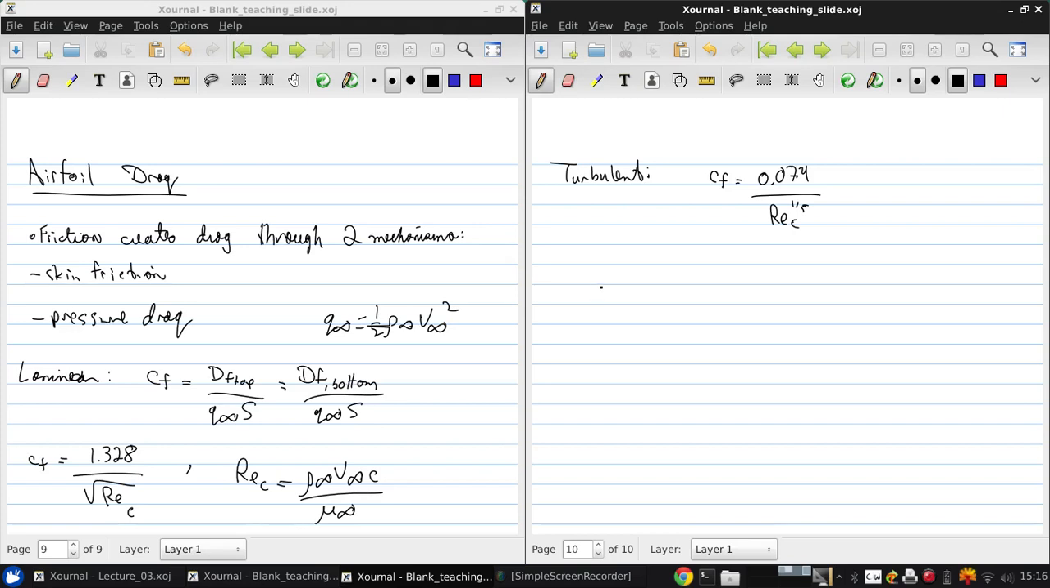Pressure drag is caused by flow separation. So that's about all we can say about skin friction. Let's move on to pressure drag. Basically, how important that flow separation is and the pressure drag that results from it depends on the flow condition. So basically, we need to determine if the flow is separated or if it's not. If it's not, pressure drag will be very small and we can probably neglect it.